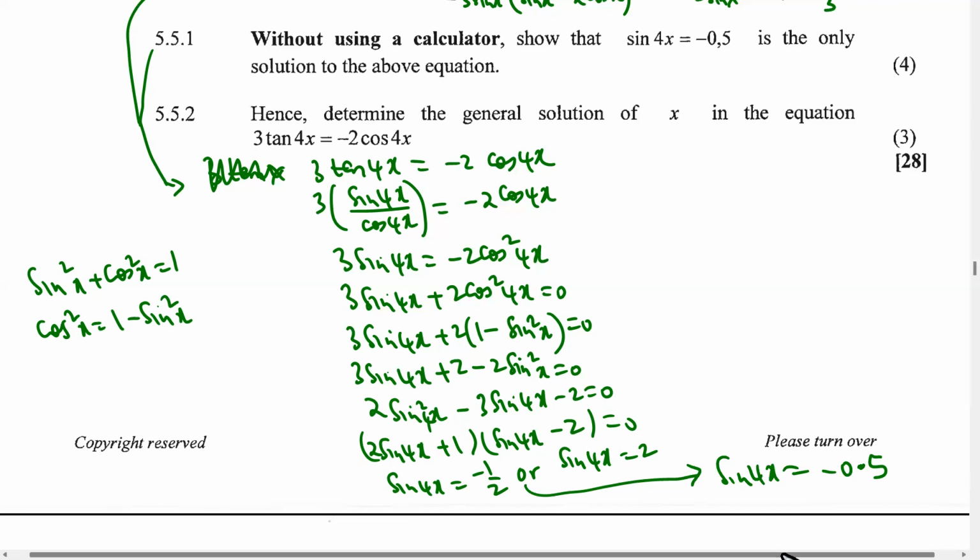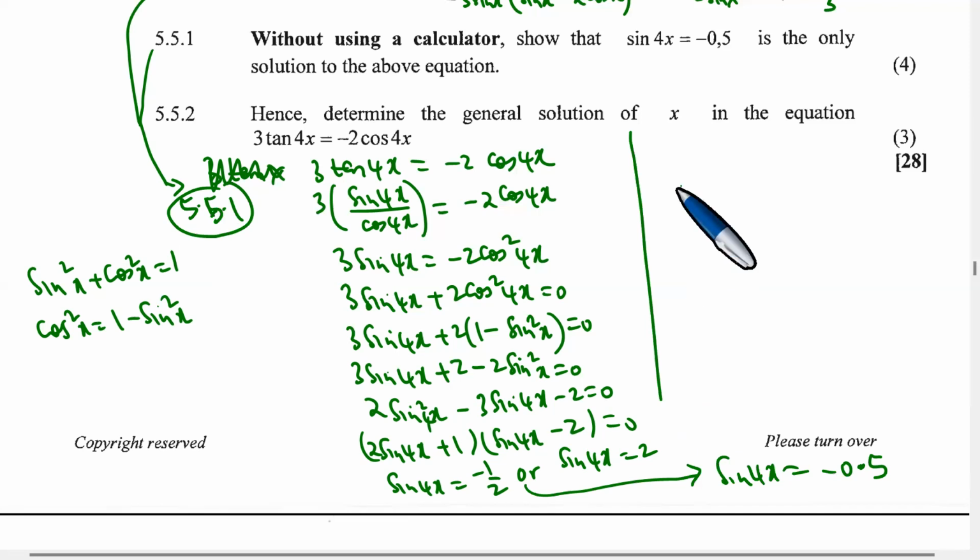So this is the answer to the question 5.5.1. That is the answer. We divide the page like this. Then here on the side, we're going to do 5.5.2. Because hence determine the general solution of x in the equation, this one. This equation is basically the same now. The marks are just 3.